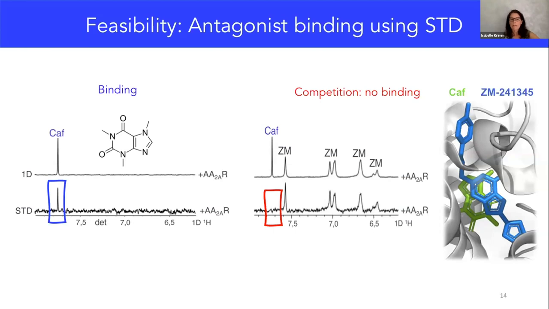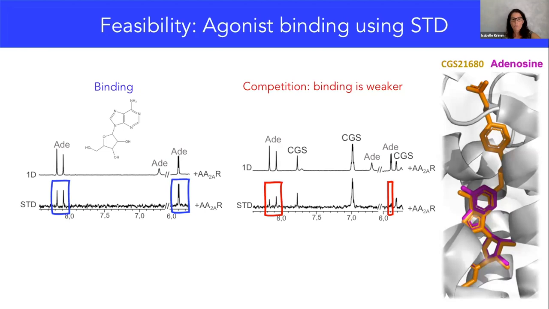If we look at this STD signal in the presence of a competitor, you see that we no longer observe the STD signals, which means that we are able to displace this compound, and that we can use these NMR experiments to look at the binding of compounds bound to the orthosteric site of the receptor. And we have the same kind of experiment with an agonist, which is an adenosine compound. If you look at the STD signal in the presence of the adenosine receptor, you have the STD signal showing the binding. And if you do a competition with another compound that is known to bind the same site, you still observe an STD signal, but the signal is reduced. We'll come back to this just after.